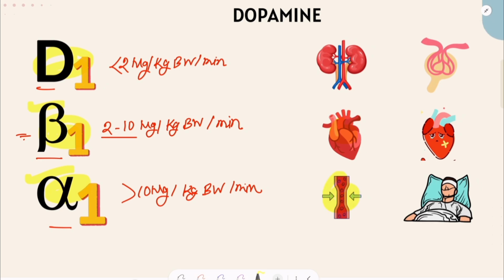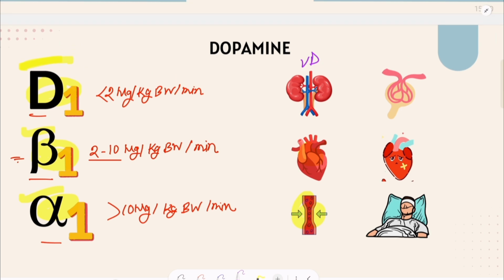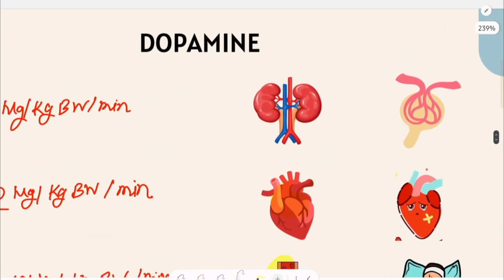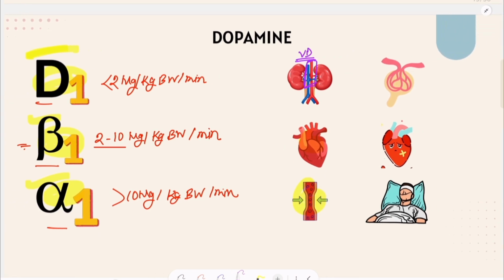We did not discuss D1 receptors or dopamine receptors. Dopamine receptors are also present in the blood vessels. Their main function is to cause vasodilation. Dopamine D1 receptors are present in all the blood vessels of the body and they cause vasodilation. But they are in highest concentration in the renal vessel. So when we give dopamine, it can stimulate D1, beta 1 and alpha 1. Based on that, we can find the use of dopamine.